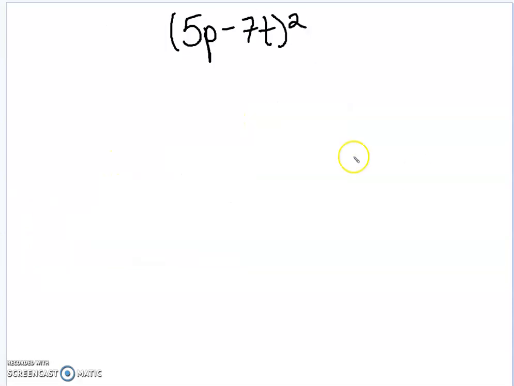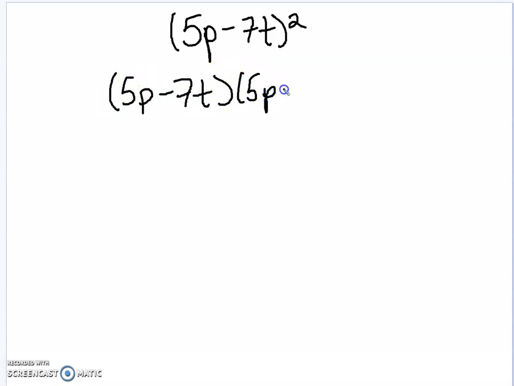Next up, we have a perfect square. So we just need to remember the square means we're multiplying this binomial times itself. So I could rewrite it as 5p minus 7t times 5p minus 7t. You need to multiply every single term in this binomial by every single term in this binomial. So I'll do this one with arrows, but you're very welcome to do it using the box method again.